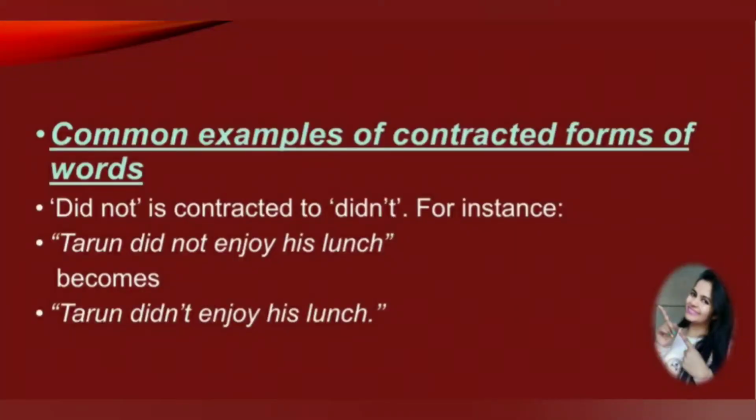Common examples of contracted forms of words. Did not is contracted to didn't. For instance, Tarun did not enjoy his lunch becomes Tarun didn't enjoy his lunch. Did not becomes didn't. So this is the contracted form of did not. Like this, there are so many words which have their contracted forms. So let's learn together.